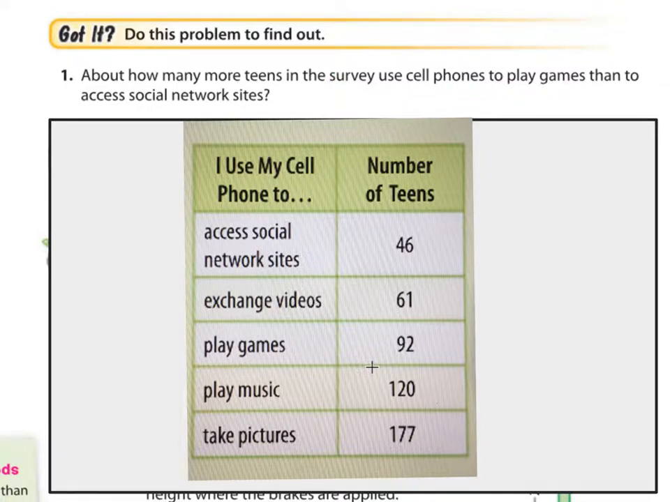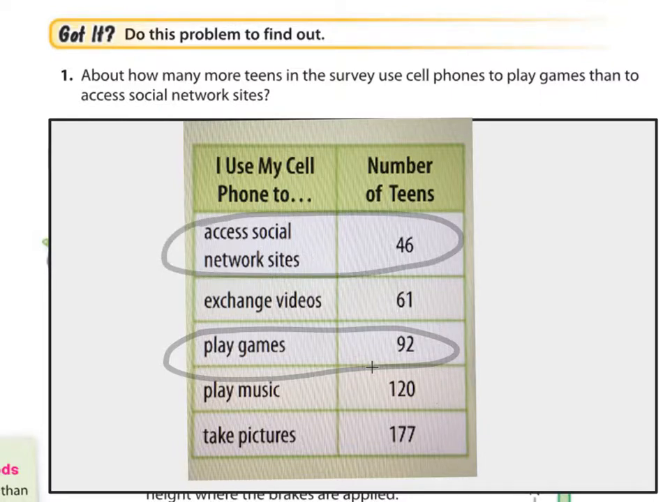Play games. Let's highlight the information. We have here play games. Okay. And then social network sites. They're being compared. Social network sites. Okay. I think you can already kind of see the answer, because if we do 46 times 2, right, we will get 92, which is exactly the number that we have for playing games.